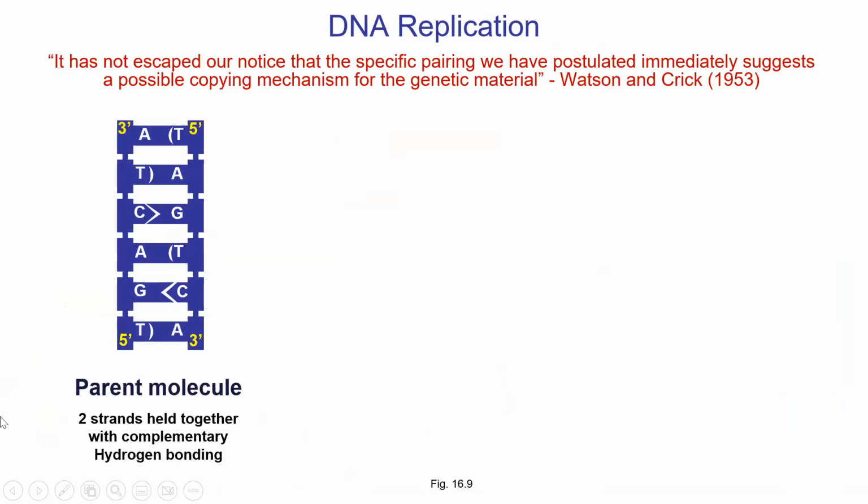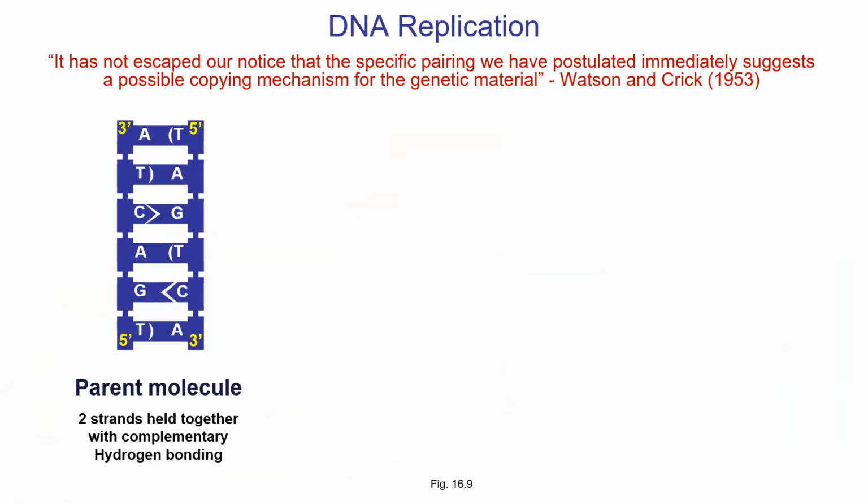Okay, so going back to Watson and Crick from topic 13, when they looked at the structure of DNA in their original publication, they actually had a sentence. And the sentence, you can read that at the top. It says, "It has not escaped our notice that the specific pairing we have postulated immediately suggests a possible copying mechanism for the genetic material."